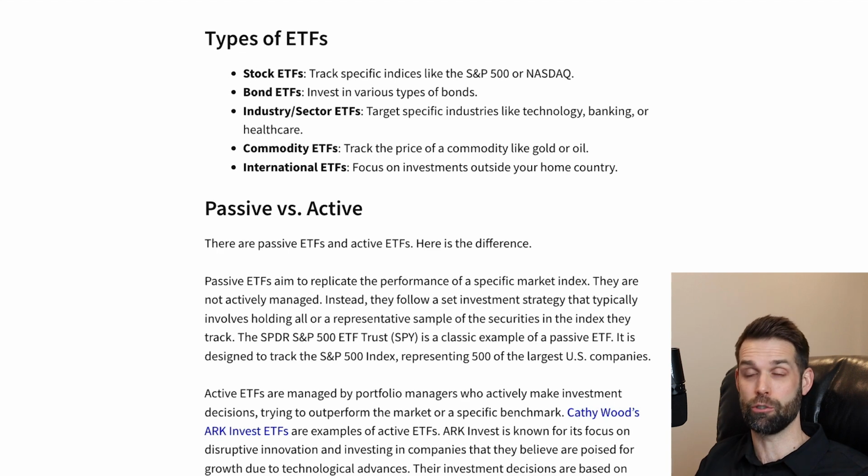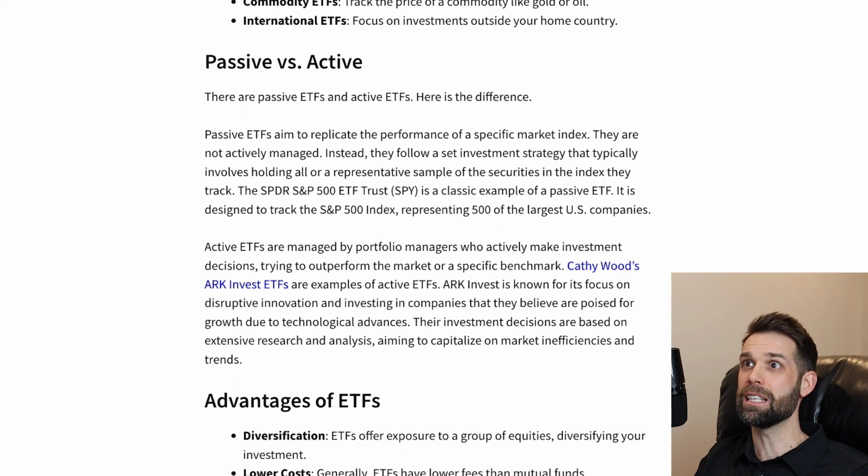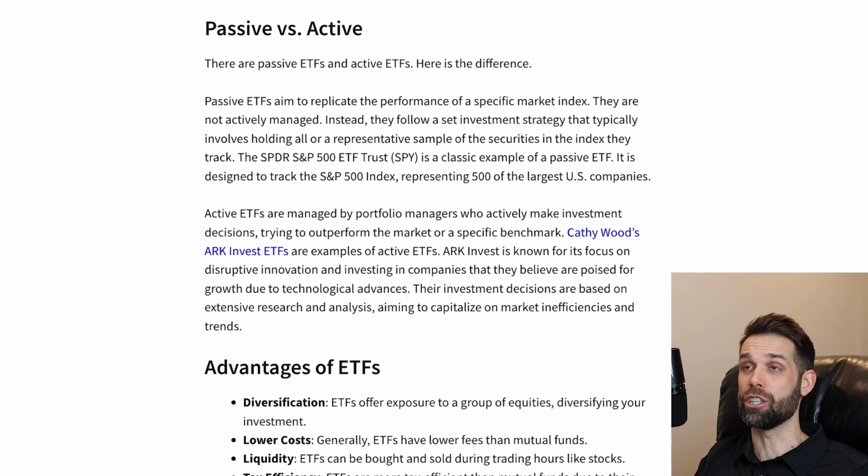Now, there is a distinction here between passive and active ETFs. Passive ETFs aim to just replicate the performance of a specific market. So we talked about the S&P 500.